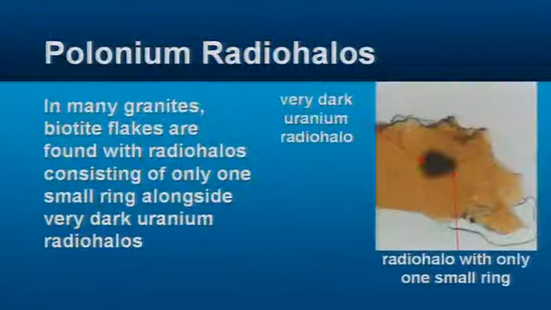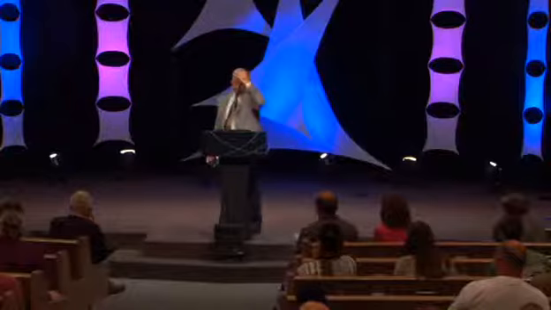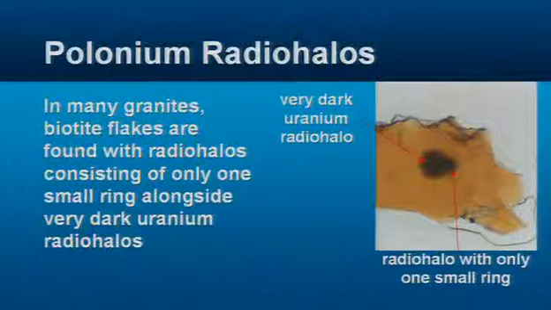However, in many granites, we find in the same biotite flakes as the dark uranium radiohalos, and the one here you see on the left on your screen is a dark uranium radiohalo. Again, you see the rings are blurred, which means there's been in excess of 100 million years. There've been so many alpha particles that it's blurred those rings. Everything's become dark. But alongside that, in fact, almost superimposed on it, is a smaller halo, also very dark, but it only has one ring. It's much smaller. And because of its radius or diameter, whichever way you want to measure it, we can actually work out what element was responsible for producing that radio halo. But more of that in a moment.